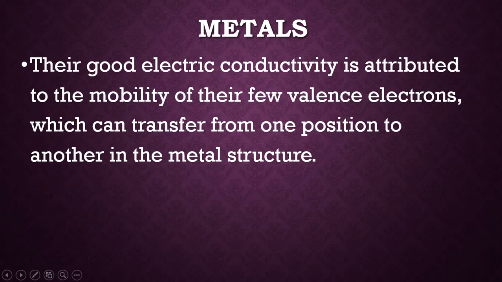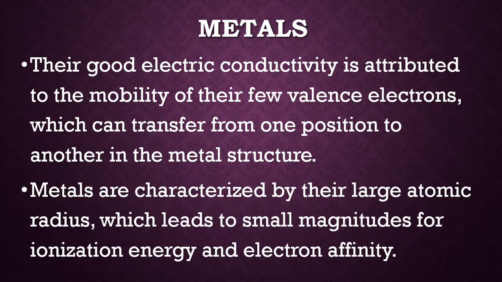Their good electric conductivity is attributed to the mobility of their few valence electrons. So we can say that they're good conductors of electricity due to the mobility of their few valence electrons. They have a few number of valence electrons which have high mobility, which can transfer from one position to another in the metallic structure. Metals are characterized by their large atomic radius, which leads to small magnitudes for ionization energy and electron affinity.